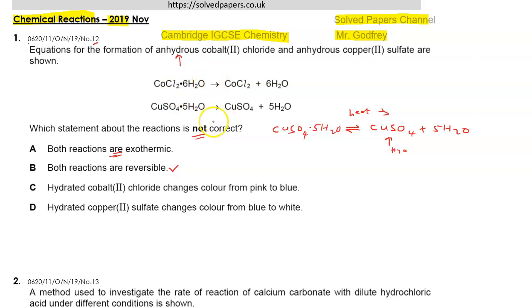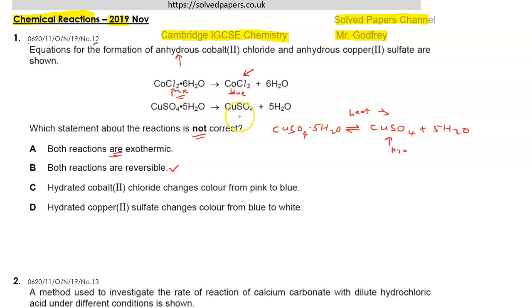Same as hydrated cobalt 2 chloride. Part C, hydrated cobalt 2 chloride changes color from pink to blue. That is correct. This is pink, and this is blue. Of course, we usually use this as a test for presence of water. We use this compound, anhydrous cobalt 2 chloride. You add a few drops of water to the blue anhydrous cobalt 2 chloride, it will turn to pink. That is one of the tests we use to test the presence of water.